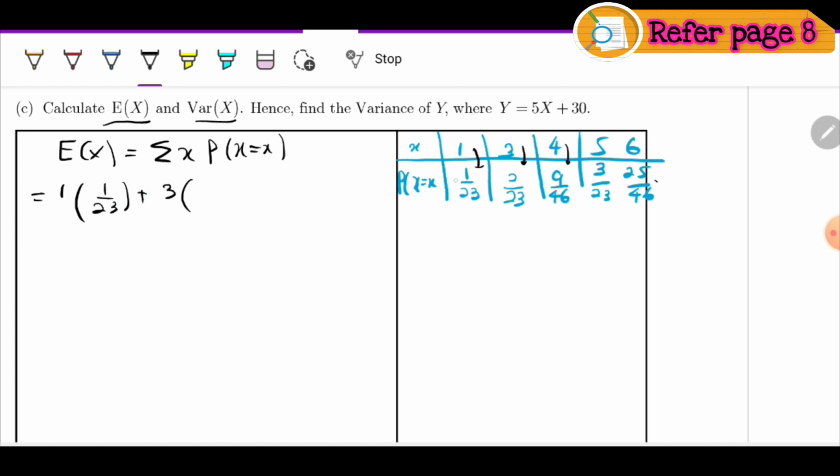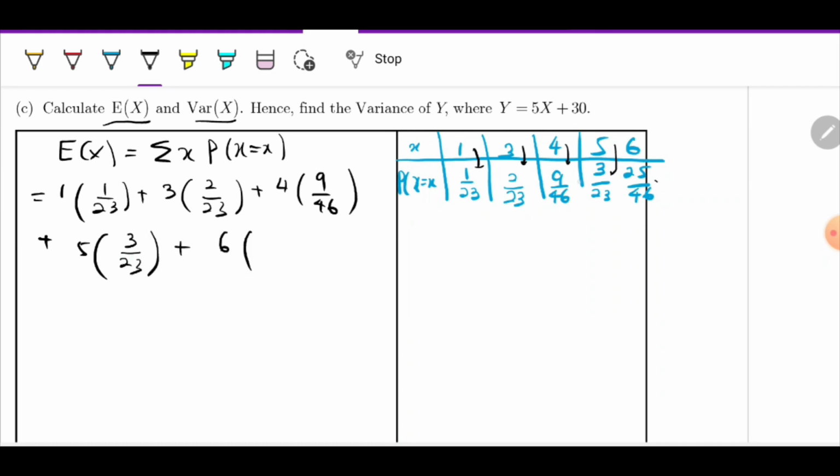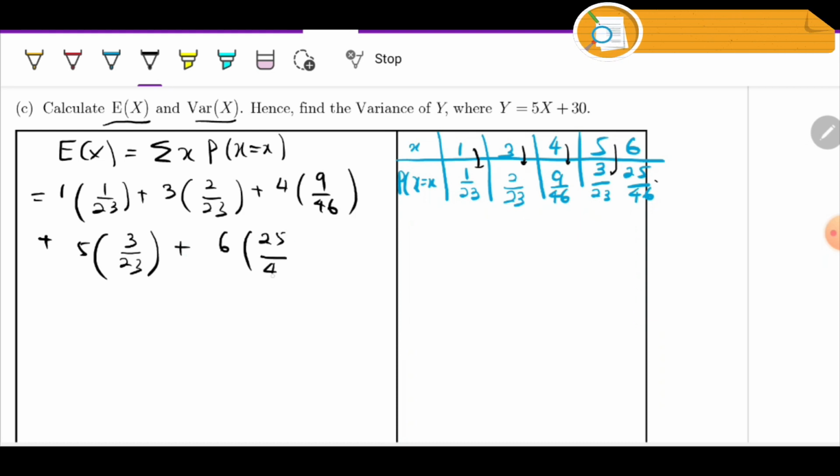3 times the probability, which is 2 over 23. 4 times the probability, 9 over 46. 5 times 3 over 23. And 6 times the probability, which is 25 over 46. And the answer is 5.